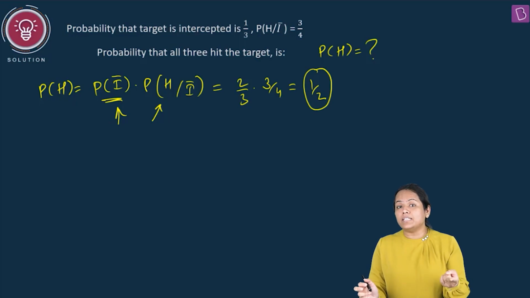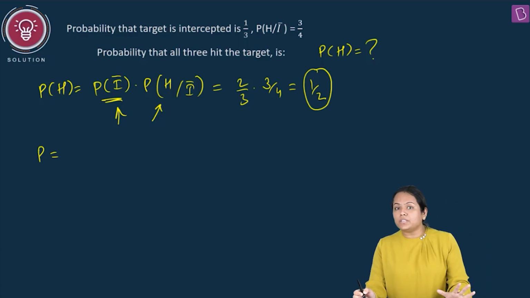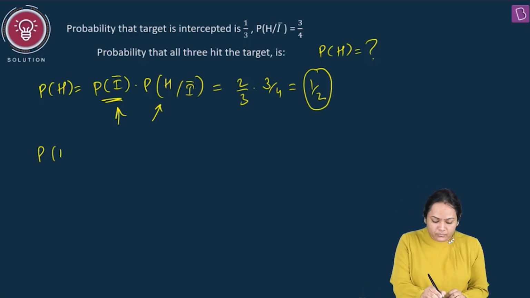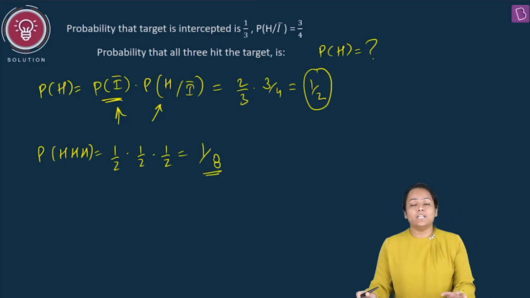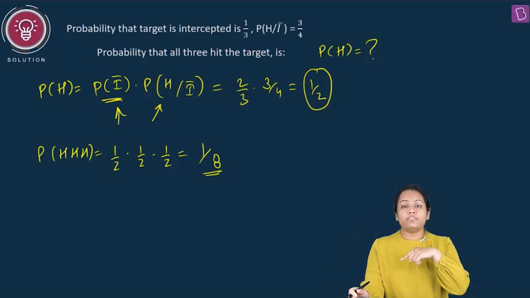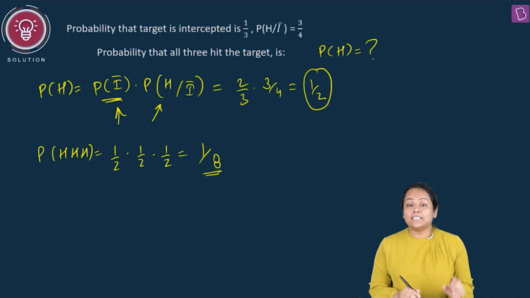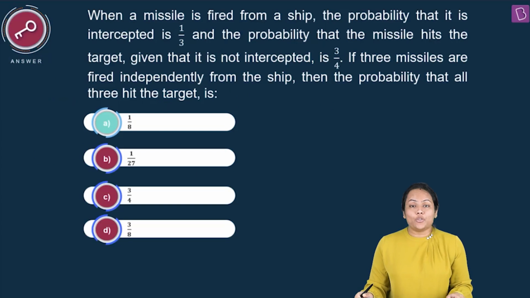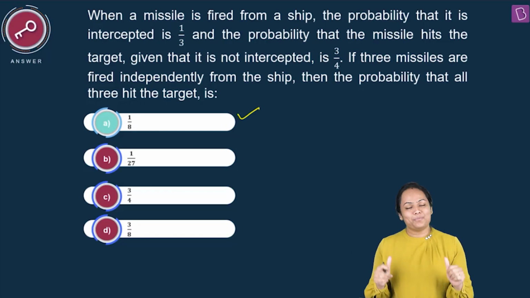And how many times have they done that? 3 times, and they want it to hit every time. So my overall probability of all the 3 hits is going to be 1 by 2 multiplied by 1 by 2 multiplied by 1 by 2, which is equal to 1 by 8. So it will be a 1 by 8 probability that the missile is going to hit the target if it's hitting all the 3 times. That means the probability is actually less, right? Okay, so this will be the final answer. And now, if we look at the options, we know that the answer is going to be A. Is this clear? Perfect.